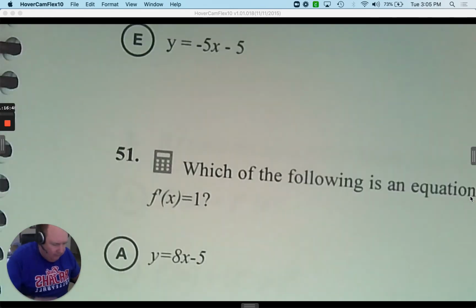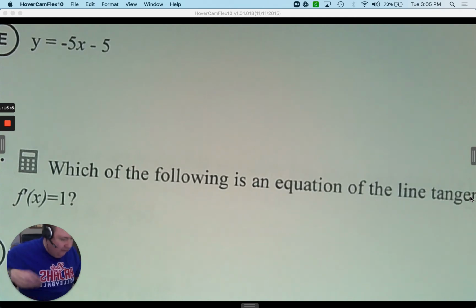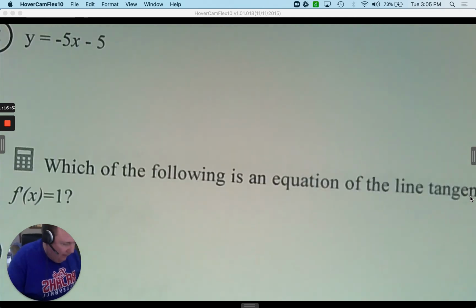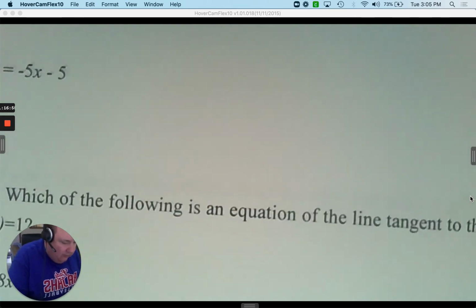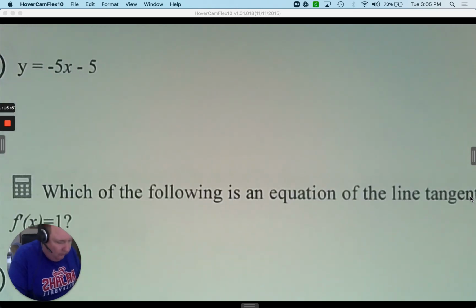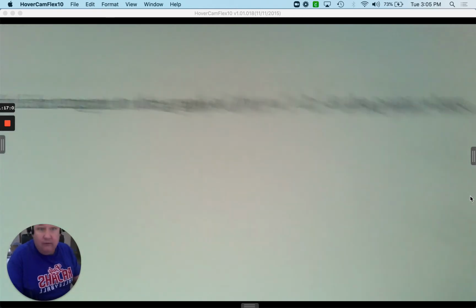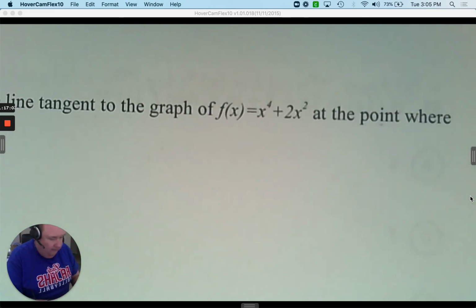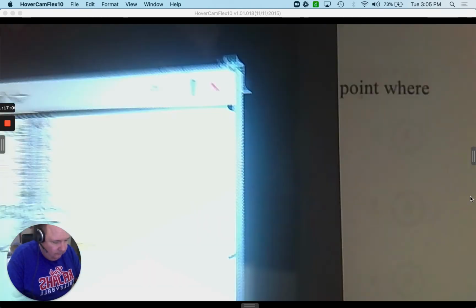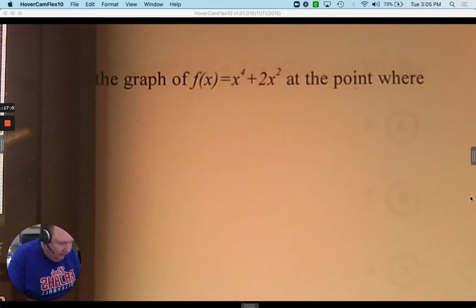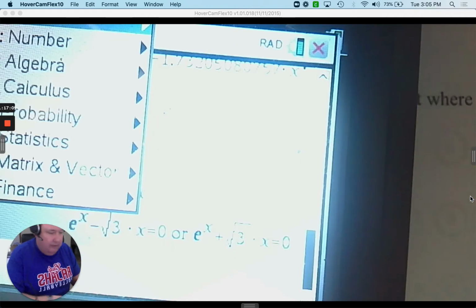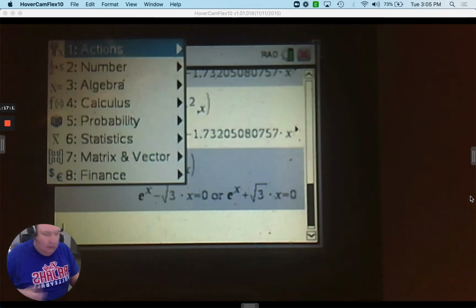All right, number 51. You get to use your calculator. Let's hope I'm better here. It says, which of the following is an equation of the line tangent to this graph at the point where the derivative is equal to 1? So first of all, we're going to take the derivative and make it equal to 1. So we're going to come back here. So we're going to go solve. Let's hope we can do better here.